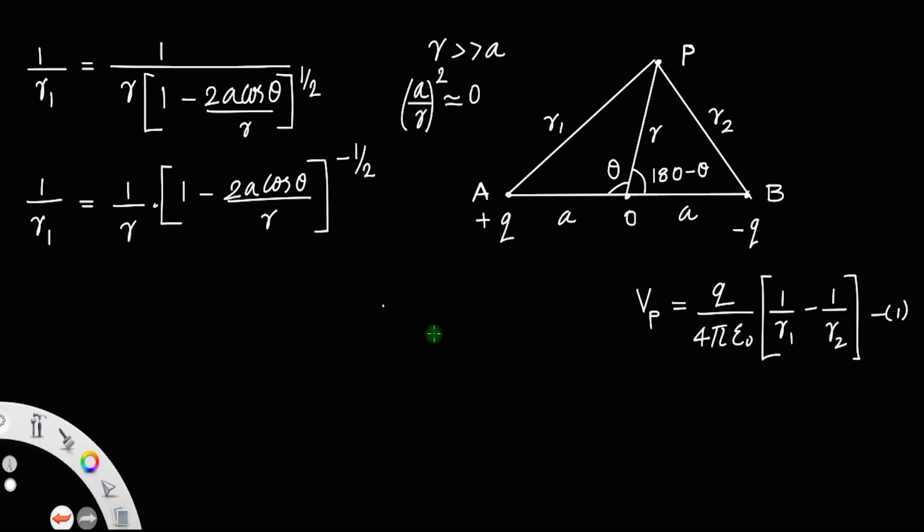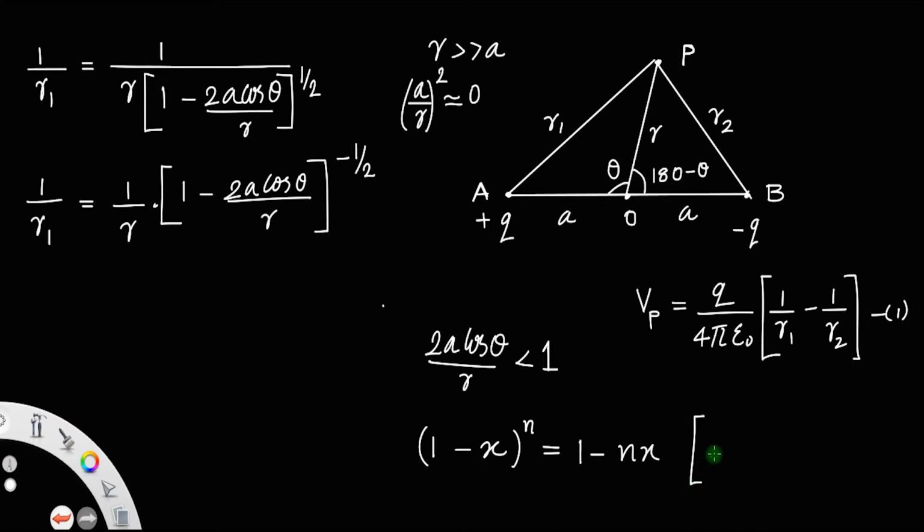You know this term 2a cos theta divided by r is always less than 1, because r is very much greater than a. So (1 minus x) raised to n is equal to 1 minus nx if x is very much less than 1. We have this binomial equation. So the power will come in here as a coefficient.